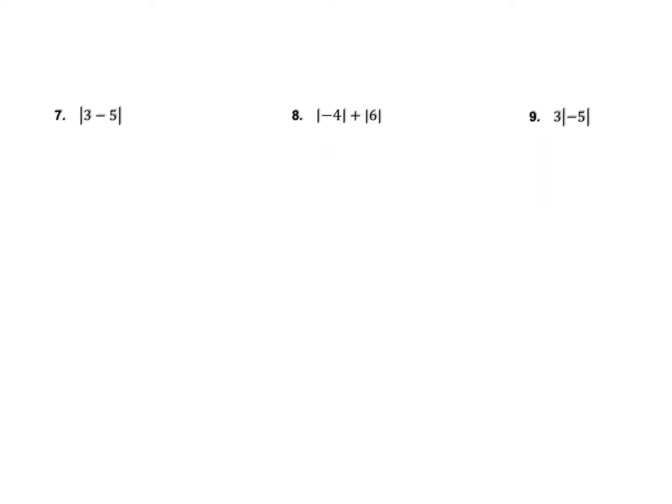All right, number 7. Now we need to simplify these. And when you have the absolute value symbols, it's like a grouping symbol. So you have to evaluate everything on the inside here first, then take the absolute value of it. So 3 minus 5 is -2, and we haven't gotten rid of the absolute value symbol here. So now we have to take the absolute value of -2, which is +2.